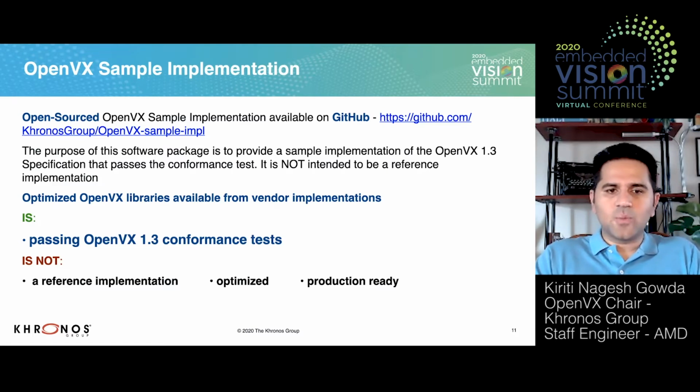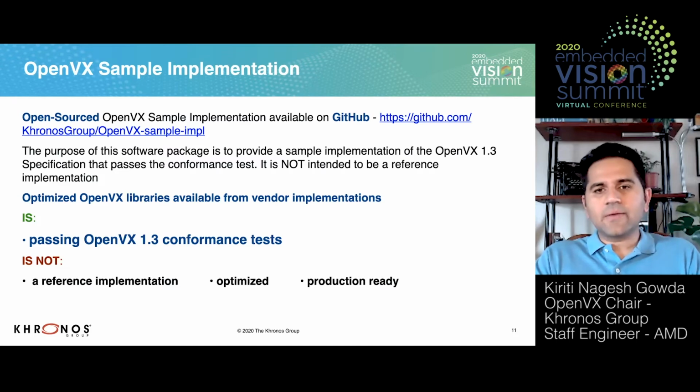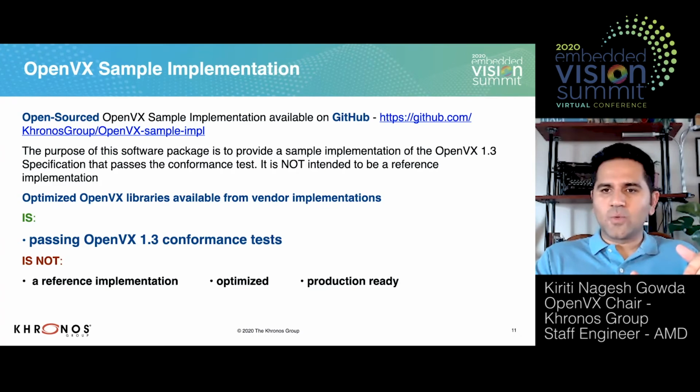If you want optimized OpenVX libraries, you are going to go get the vendor implementation, where vendors know their hardware and implement the OpenVX functionality to get the best optimization on their hardware. So if you want OpenVX for a particular hardware, you might want to get that vendor's implementation of OpenVX. Like I said, the sample implementation is not a reference implementation, which means that a reference implementation supersedes a given spec. It's just a sample implementation.